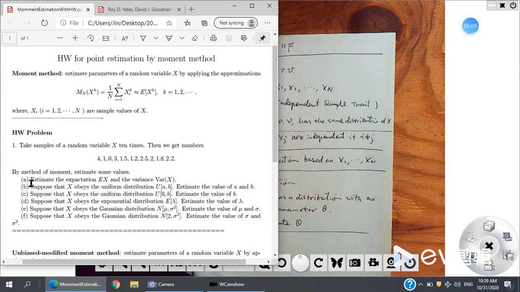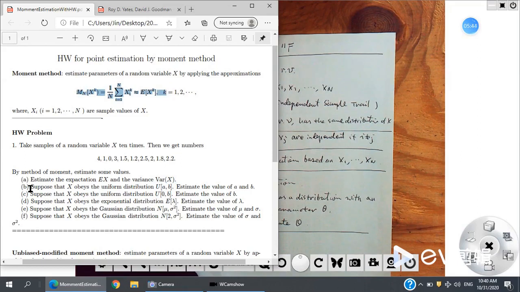In the first one, estimate the expectation value EX and the variance of X. So we want 2 parameters, EX and the variance of X, right? We do not know them. We'll try to find them. Do you remember the definition of EX? You have a formula, right? Calculate starting from the PDF or PMF, you can calculate. But now we will calculate based on the data, and the formula is just like this.